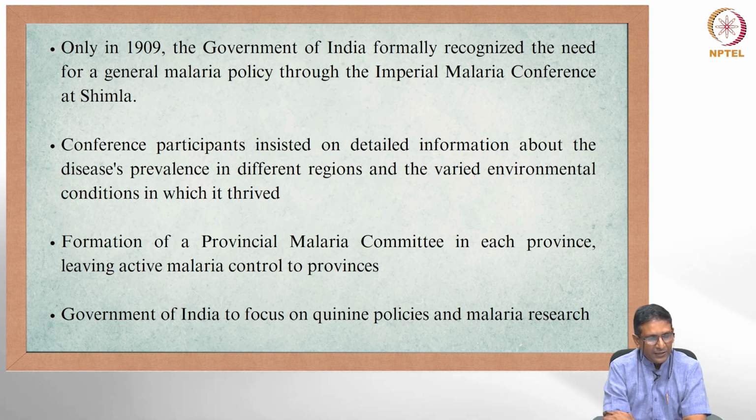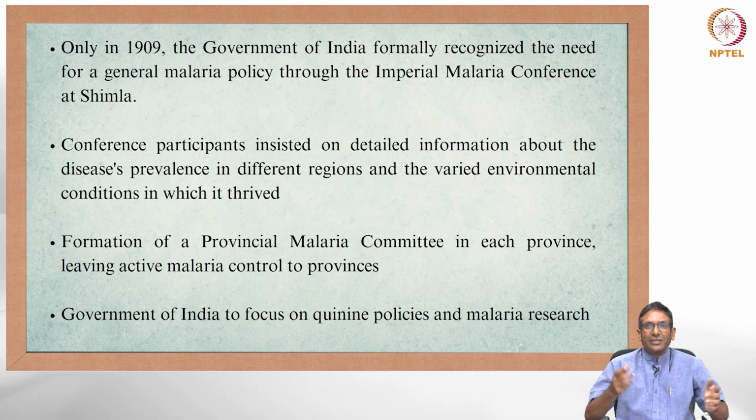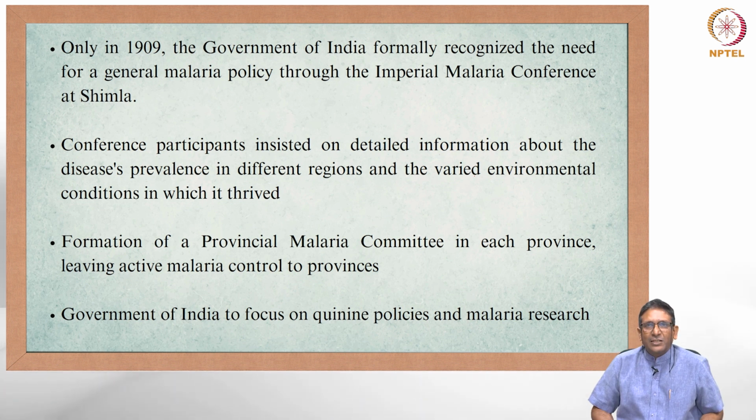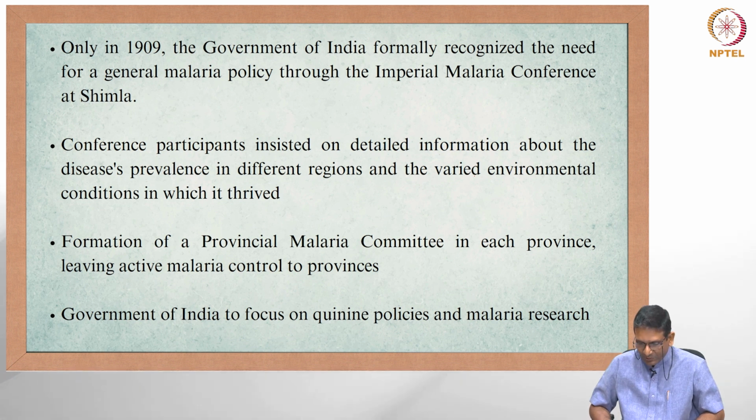There were several steps which were taken. One of them was the formation of a provincial malaria committee in each province. Which meant that by and large the malaria control responsibility was left to the provinces, while the government of India, the central government, would focus on large scale policies, especially policies on quinine, or promote malarial research.